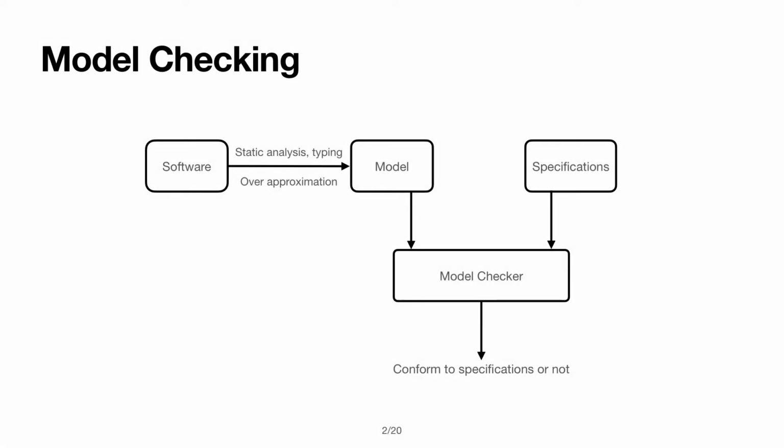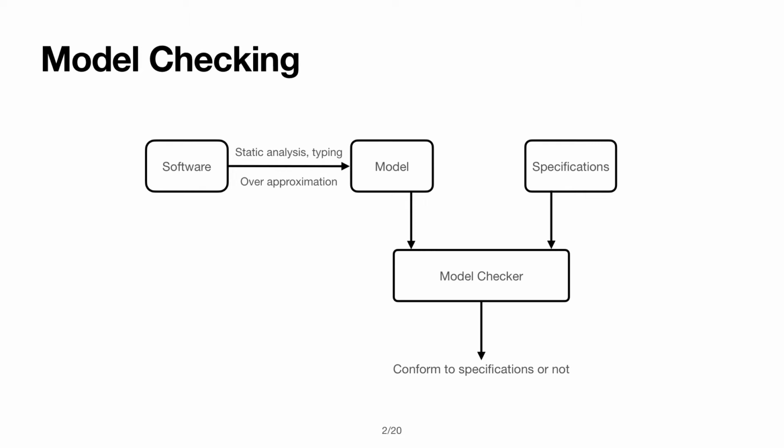To give a little bit of context first, we need to talk about model checking. In general, model checking is a way to analyze software to know whether it is conform to some specifications. The typical way to do that is to compute a model of the software and check this model against some specification.